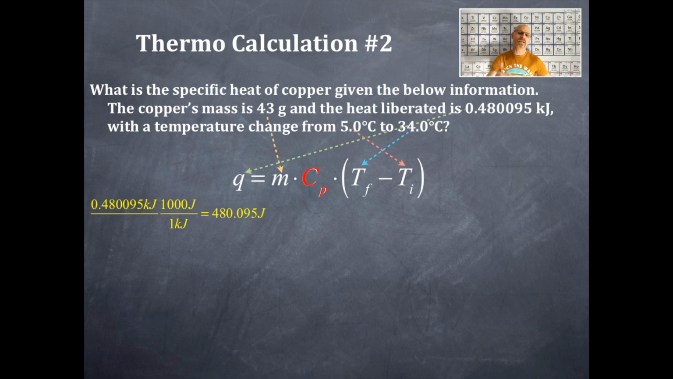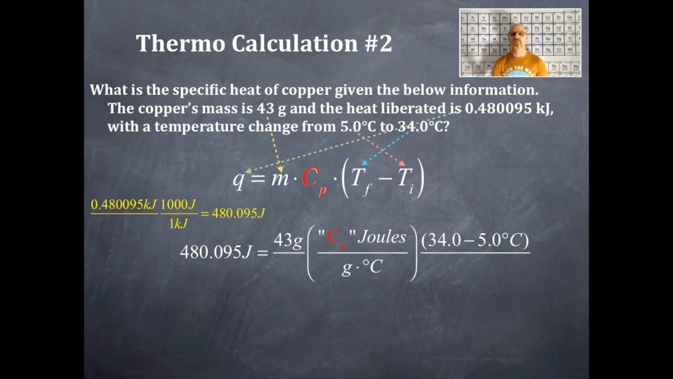All right, so let's plug in the rest of the numbers into that equation. Now knowing the correct units for the heat term, let's put it right in there. So I got 480.095 joules, that's on the left-hand side, is equal to 43 grams. And then I got my specific heat capacity, which the correct units for the specific heat capacity is joules per gram degrees Celsius. Then I've got my final temperature at 34.0 and my initial temperature, 5 degrees, and there's a subtraction sign in between the two.